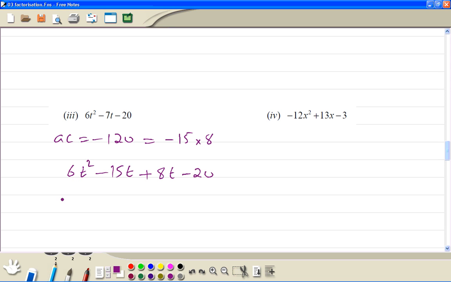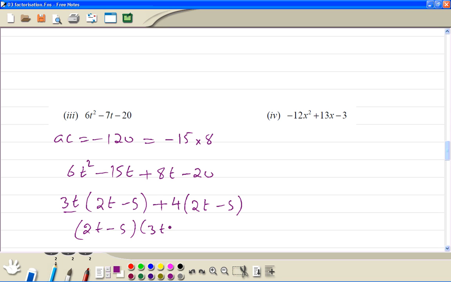So the common factor here is 3t, so we have 2t minus 5 in the bracket. Here 4 is a common factor, so 2t minus 5 in the bracket. So we have 2t minus 5 times 3t plus 4.